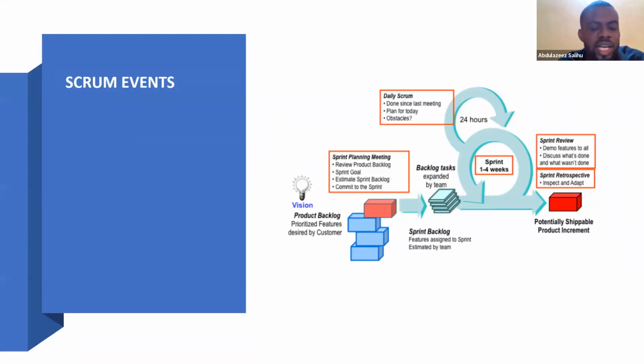So let's look at the Scrum events. You have your vision, rather. Let's start from there. Your backlog needs to be based on customer desire. Your backlog is a list of requirements that you want to start implementing or that you have to look at.